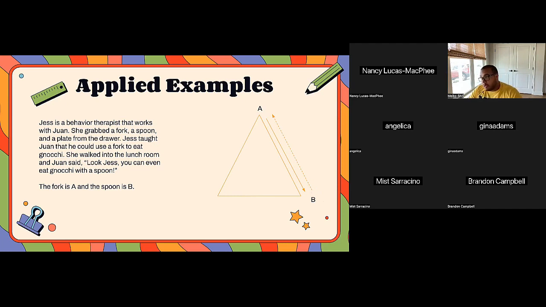A fork, use it for gnocchi. A spoon, we learned that it's just like a fork and you can use it to eat gnocchi. Reversibility. Again, this also meets mutual entailment, but I'm jumping ahead about 3 slides, so we'll get there in a second. Stop, pause, questions on symmetry.